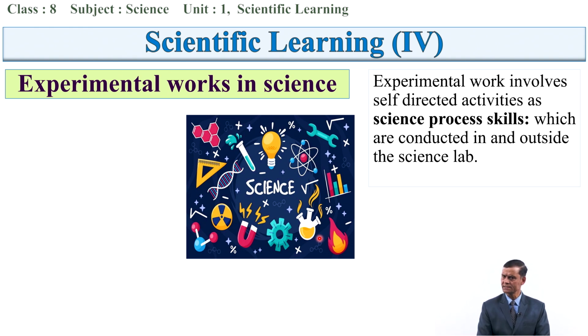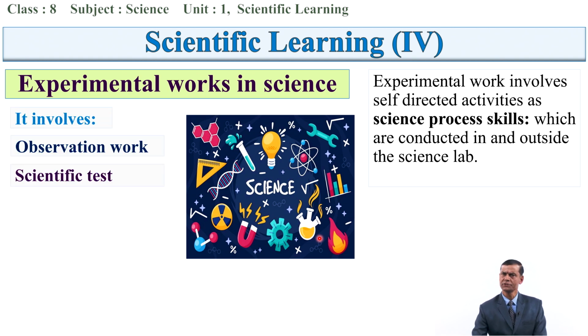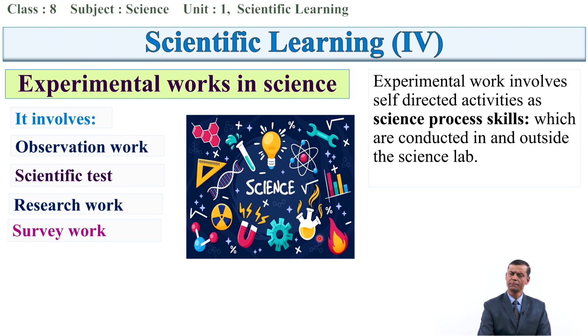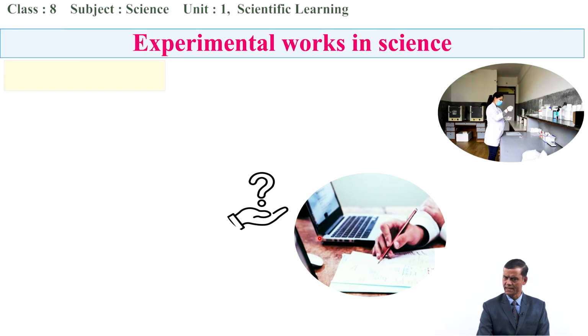These integrated skills are scientific process skills, because we learn not only one skill in the science process skills, we learn so many things about science process skills, and it involves observation work, scientific test, research work, survey work, model construction. Yes, we do get involved in these activities regarding science process skills and experimental work in science.